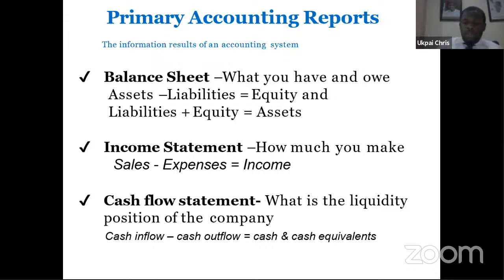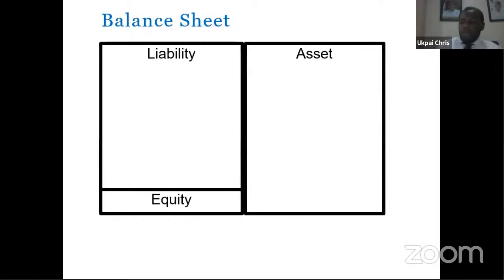Look, I have told you that balance sheet is made up of 3 items: the liability, asset, and equity. And I told you asset is what the company owns, its resources. Asset is defined as resources controlled by an organization. And I gave you an example of motor vehicle, equipment, cash, and other things owned by the business. That's asset.